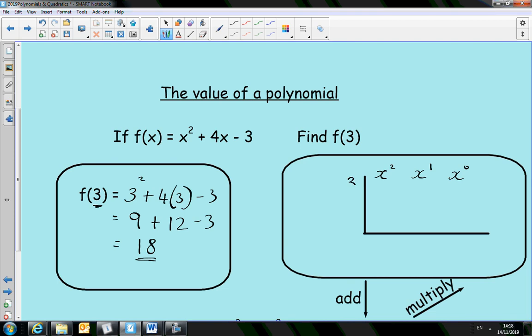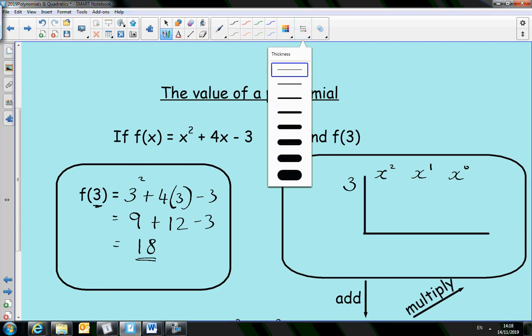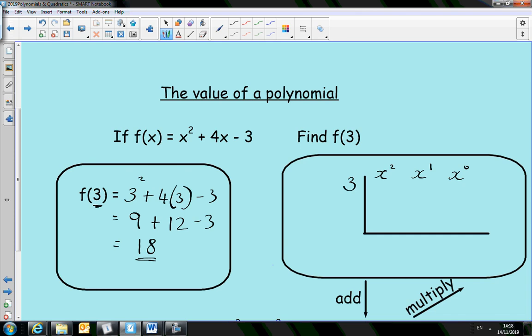Now, the number we put here at the side is what we are going to be substituting into our polynomial. So, underneath our x squared and x to the power of 0, we're going to put the coefficients. So, the coefficient of x squared here is 1, so that's going to be 1. Coefficient of x is positive 4 there. And your constant is negative 3.